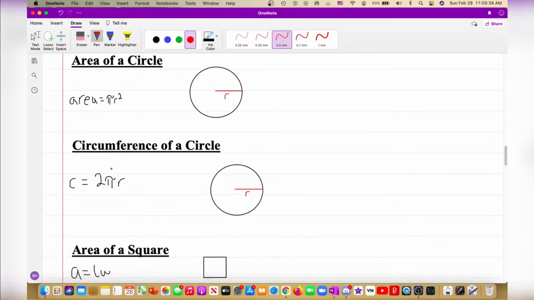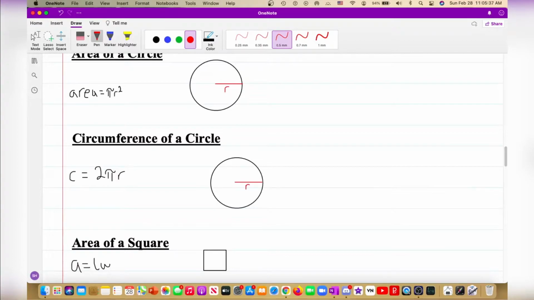Okay, for circumference of a circle. As mentioned above, circumference is 2 pi r. It's just good to memorize all of these because it'll save a lot of time on the SAT. And the SAT is all about time management because most of the questions can be answered within like 30 seconds to a minute.